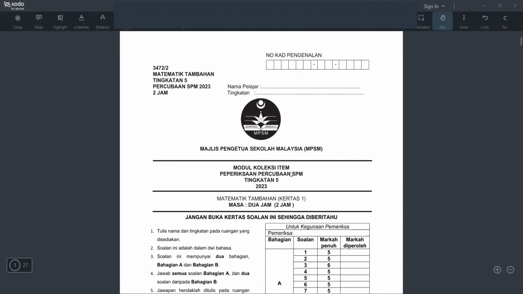Okay, so I'm back again with another trial explanation video. In this video, I'm doing the Addmaths trial. This is the Kelantan paper, and this is the trial for 2023.